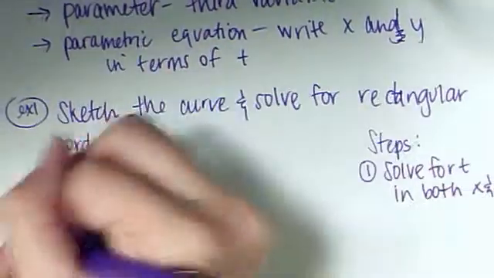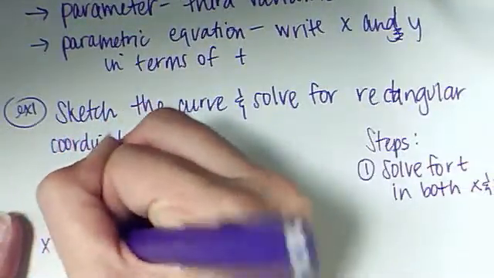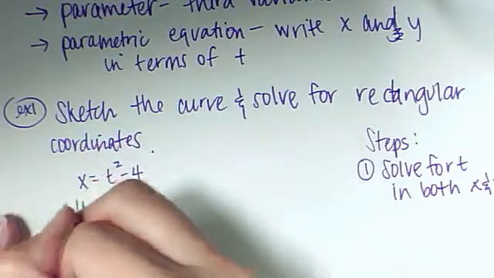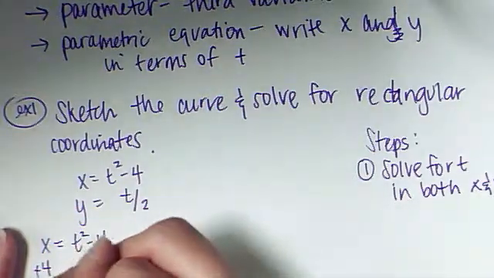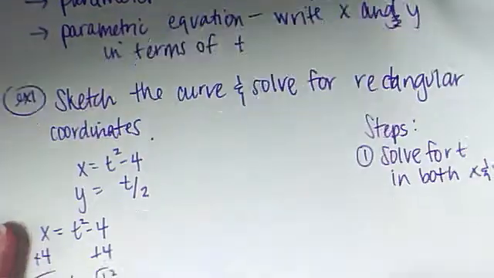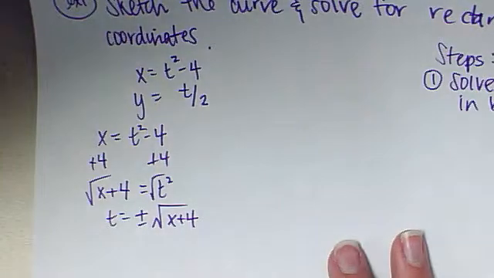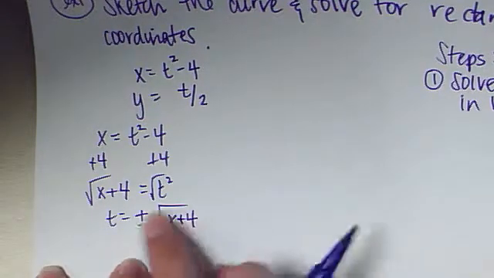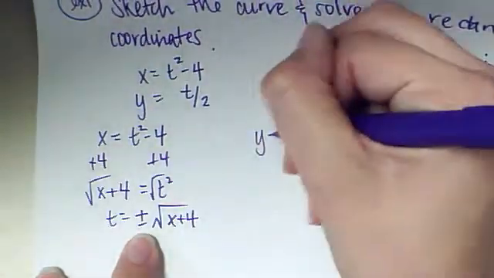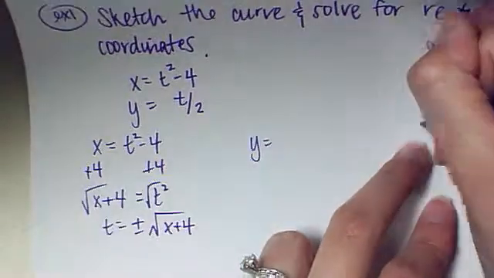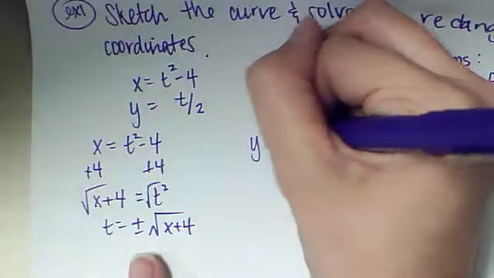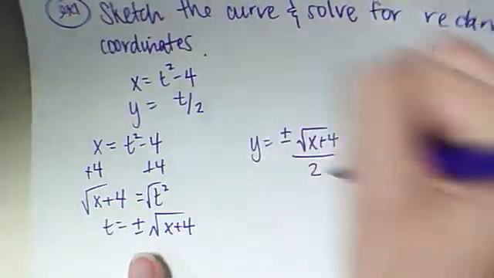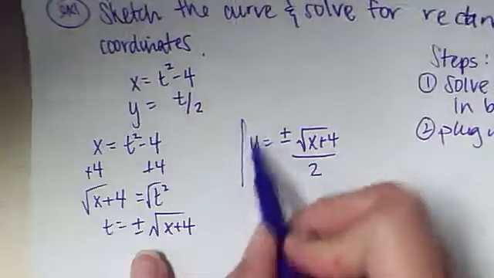So for x, if I'm going to solve for t, I'm going to start here. X equals t squared minus 4. Add 4 to both sides. I have x plus 4 equals t squared. Take the square root of both sides, and t equals plus or minus the square root of x plus 4. That's my first step right there, is to solve for that one. Also, if I want to get y solved, I'm going to plug this in where I see the t here. So now y equals, we're going to just solve for t and x. And step 2, plug in for y. So I'm going to plug in plus or minus the square root of x plus 4, all divided by 2. And that's going to be my equation.